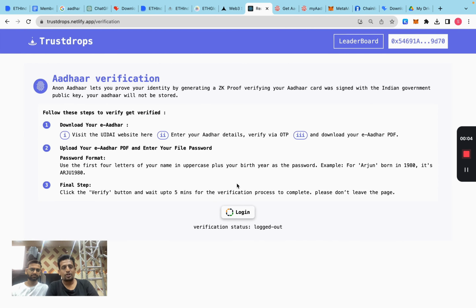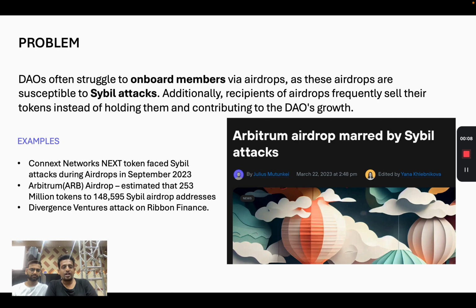So we're building TrustDrops to basically help DAOs onboard members via airdrops. The problem with DAOs onboarding new users is there are a bunch of Sybil attacks going on. For example, we have recently seen Connect Network and Next Token face a lot of Sybil attacks during their airdrops. A similar case happened with Arbitrum earlier, and many more, right? So generally when DAOs airdrop, it's exploited with a lot of Sybil attacks, right?